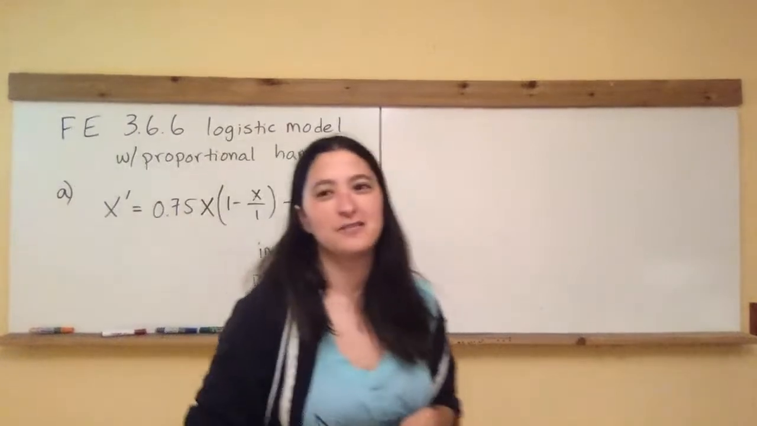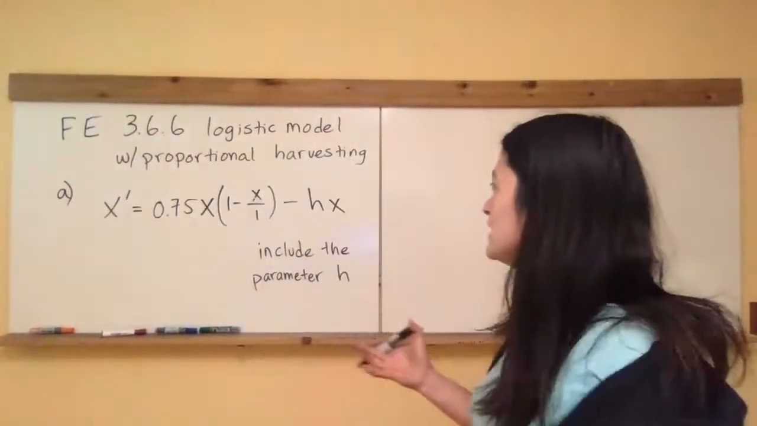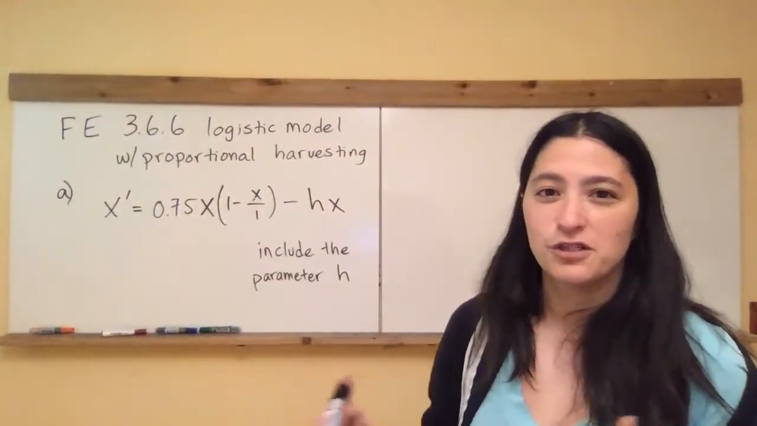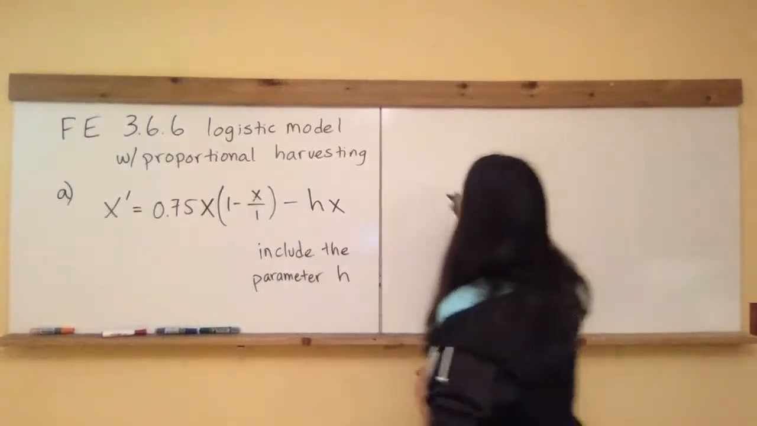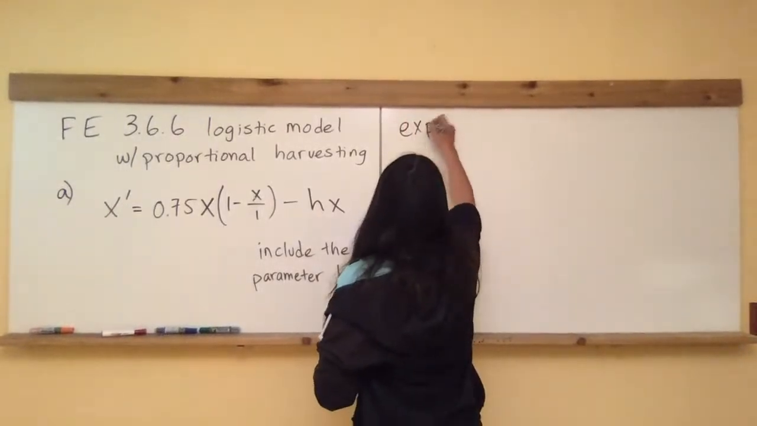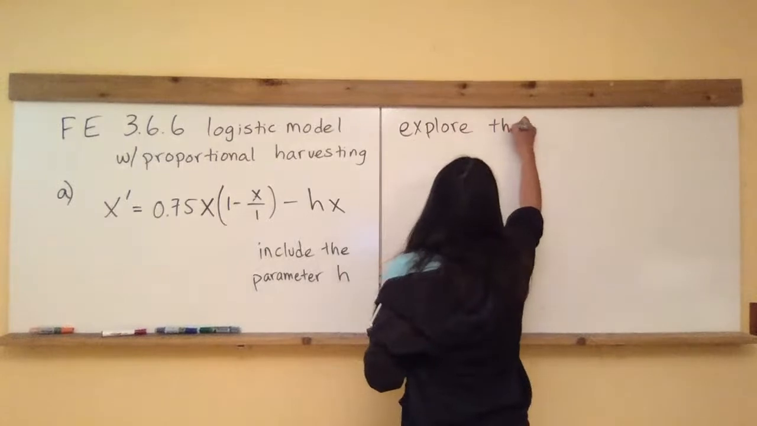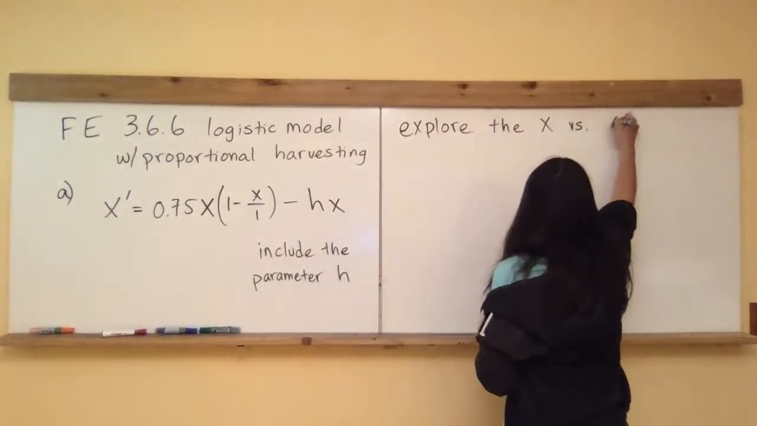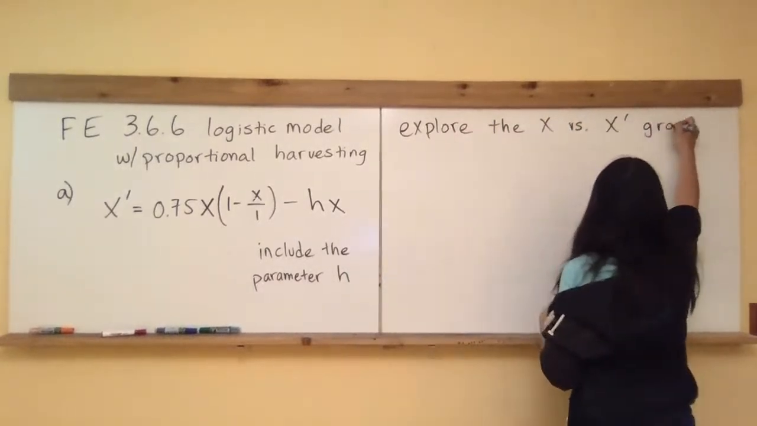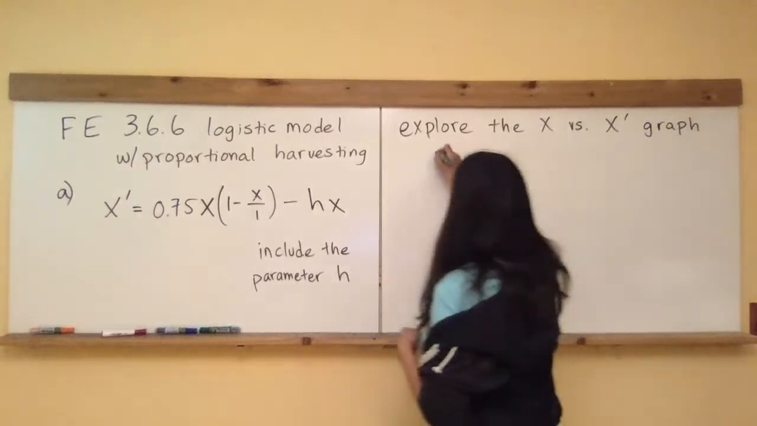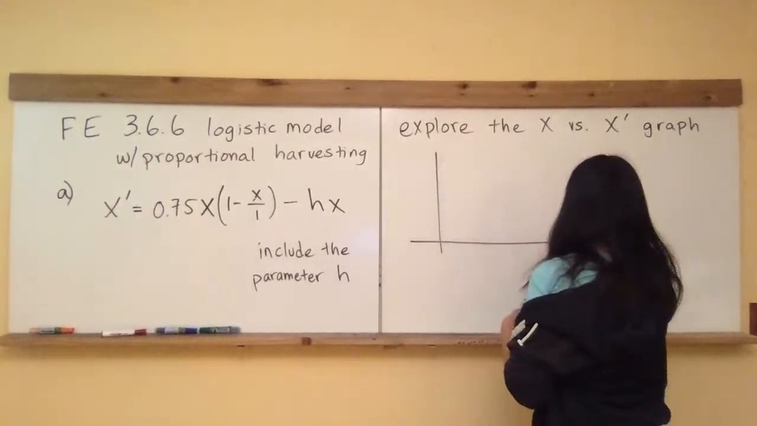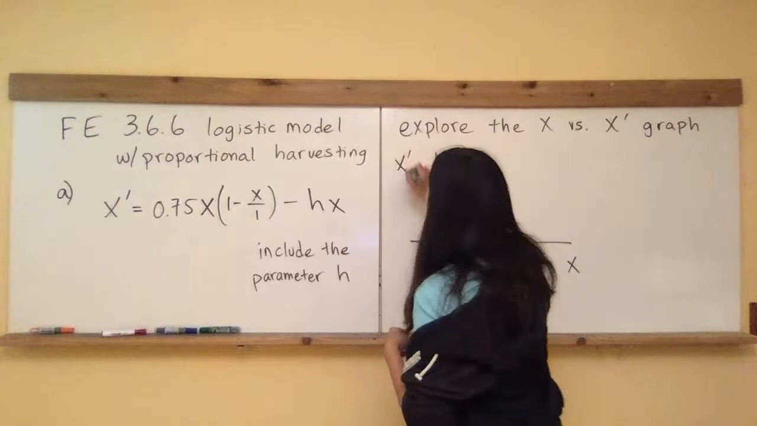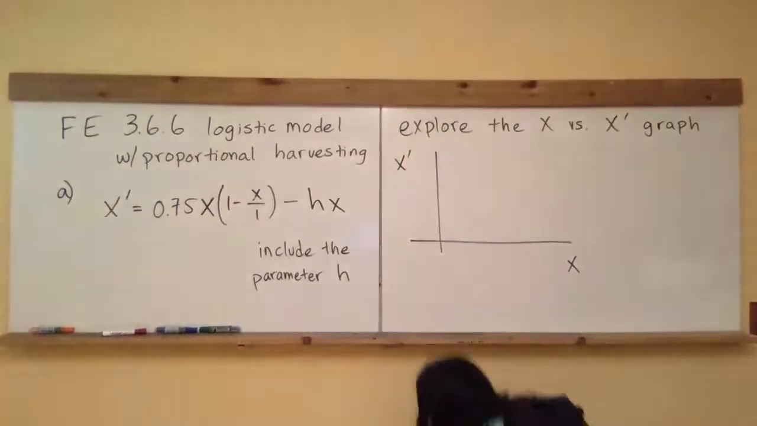Okay, so now let's explore what this system looks like for different values of the parameter h. So let's explore the x versus x prime graph. And that kind of tells us where all of our equilibria are. Okay, so here's x prime. Let's see.